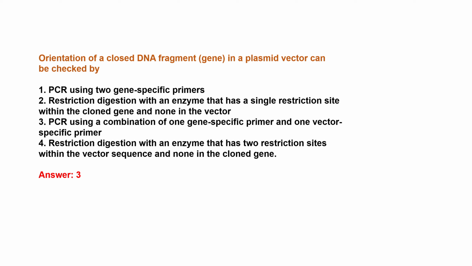PCR using a combination of 1 gene-specific primer and 1 vector-specific primer. So the orientation of a cloned DNA fragment in a plasmid vector can be checked by PCR technique using a combination of 1 gene-specific and 1 vector-specific primer.